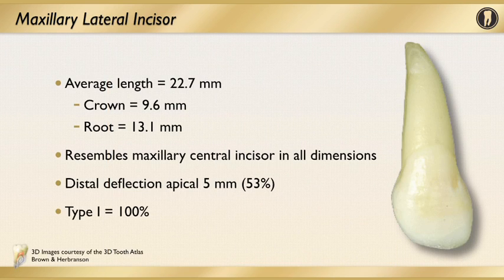Now let's talk about the maxillary lateral incisor. That's got an average length of about 23 millimeters, and thankfully again this is a type 1 canal classification. So 100% of the time you're getting one canal from the pulp chamber to the apex. Now the one thing you want to keep in mind on the maxillary lateral incisor is this distal deflection or this slight distal curve. So about 50% of the time there's a 5 millimeter distal deflection in the apical third.